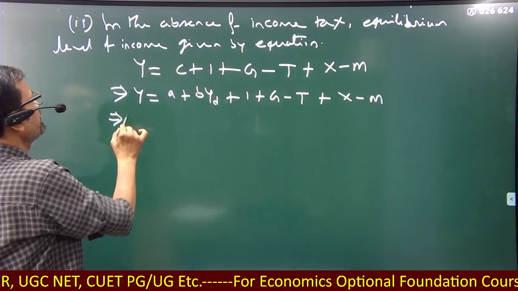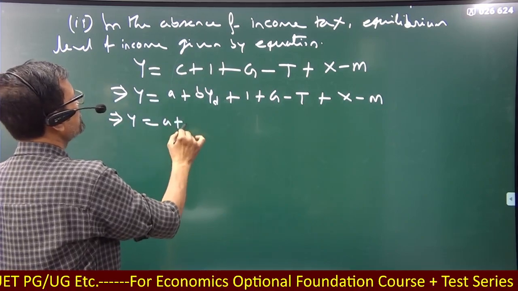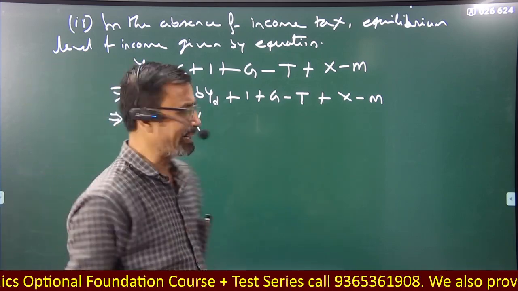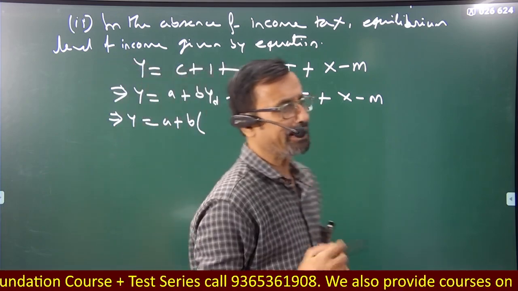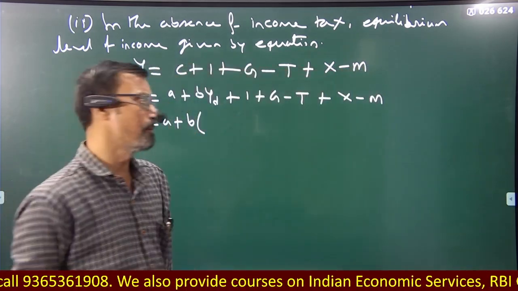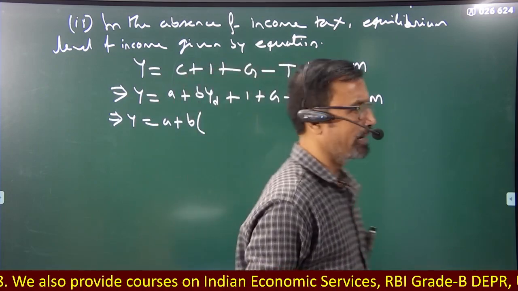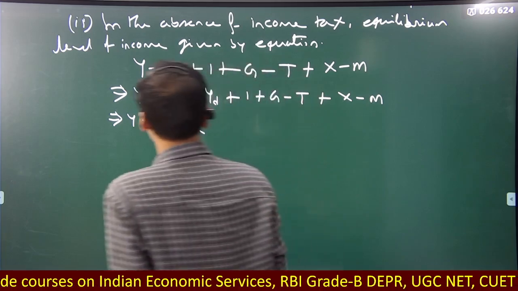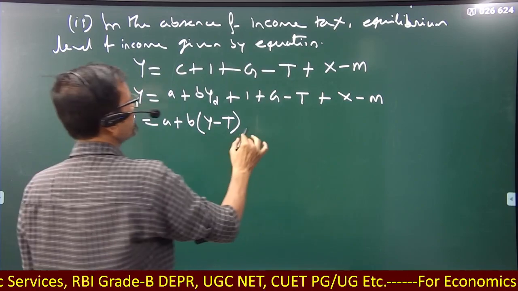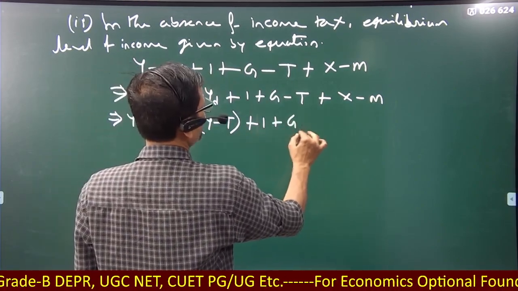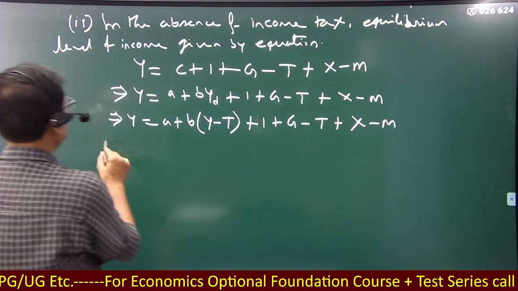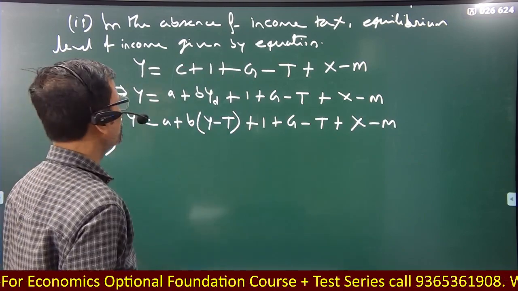So again, Y = A + BY_d. Disposable income is simple without considering the income tax, but we need to consider here autonomous consumption expenditure, which does not relate with any other variable such as income, that is Y minus lump sum tax, plus investment plus government expenditure minus tax plus net export. Now we can put the values.